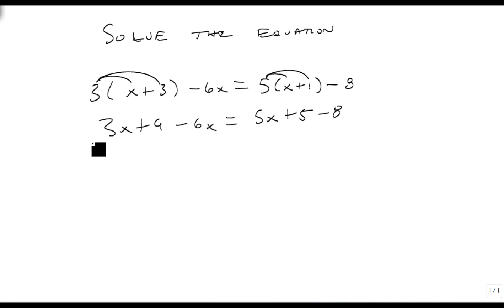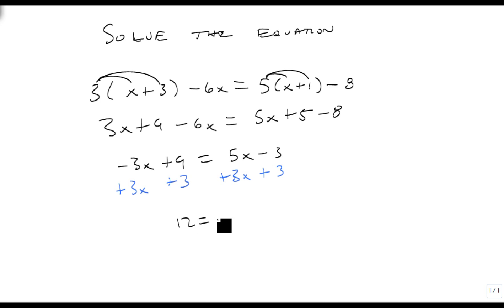Well, 3x minus 6x is minus 3x plus 9. Then we get 5x minus 3. Because my negative 3x is on this side, let's add 3x to get it to go over. We'll add 3 so that our number is going to be on the left. And 12 equals 8x. Now at this point, I actually already know what my answer category is going to be, what I'm going to classify this as.